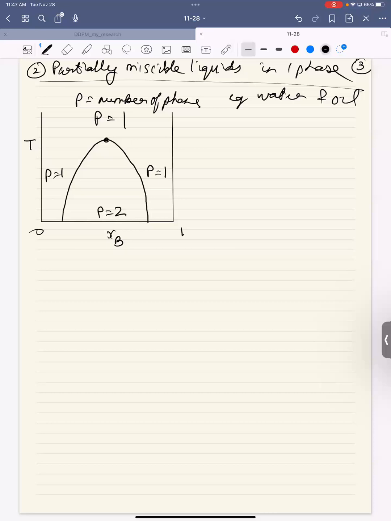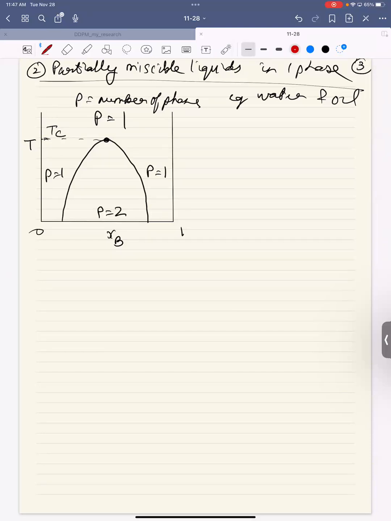So the top of this dome is a critical point. This temperature is known as the critical temperature. Again, I'm drawing it so that XB looks like 0.5. I'm not making any claim. It could be to the left, it could be to the right, okay? It could be anywhere. Inside this dome, something else interesting happens.